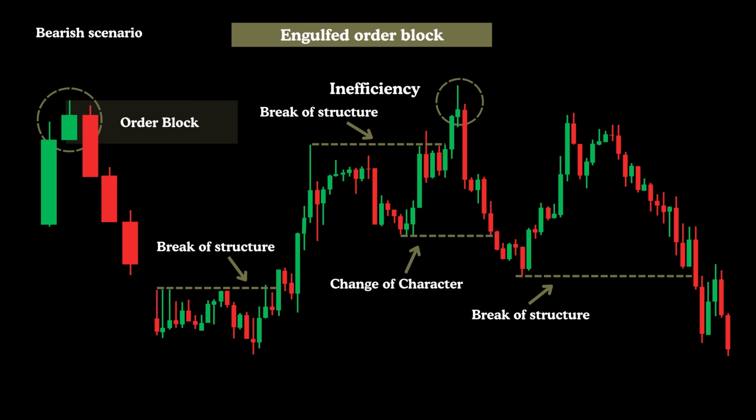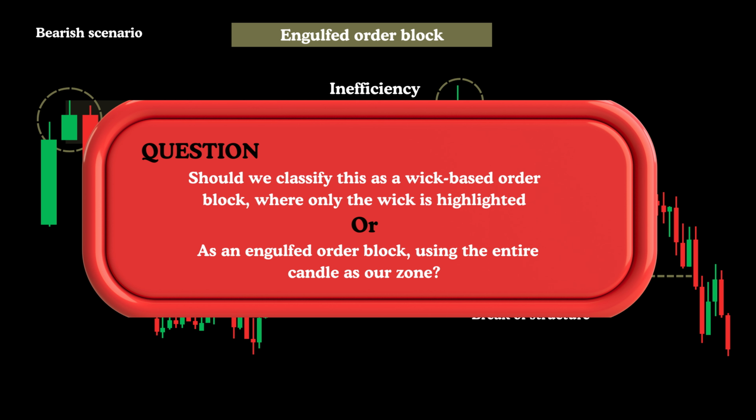On a closer look, you'll notice that the wick on this bullish candle is larger than half the size of the total candle. This raises the question: Should we classify this as a wick-based order block, where only the wick is highlighted, or as an engulfed order block, using the entire candle as our zone?